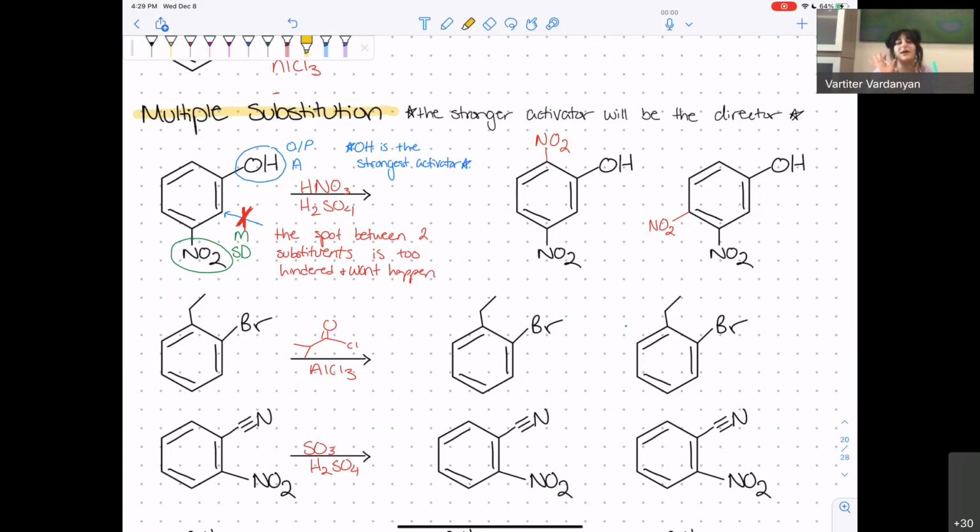We are going to substitute the ortho and para positions in relation to the OH. And the reason that one is crossed out is because you are not going to substitute the position in between 2 pre-existing substituents, because it's too substituted, it's too hindered, it's too yucky.